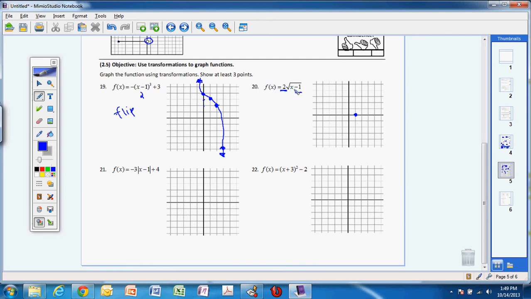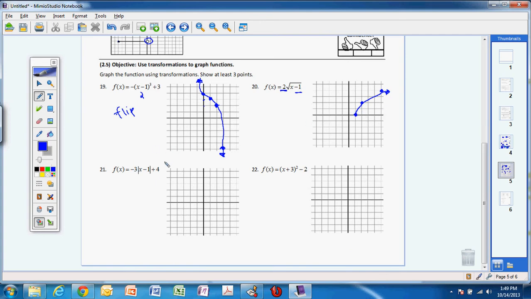So if I plug in 2, 2 minus 1 is 1. Square root of 1 is 1. Times 2 is 2. So I'm going to go over 1, up 2, instead of over 1 and up 1. And again, normally for that next point, we go over 4, up 2. In this case, we're going to go over 4, up 4, which is right there. And then, since I filled my graph, I'm going to just draw my function. So that's what the square root of that would look like.